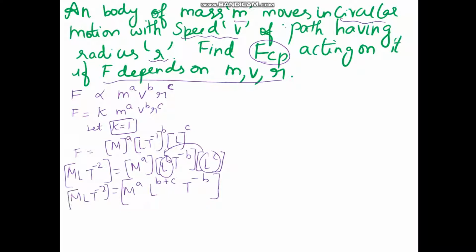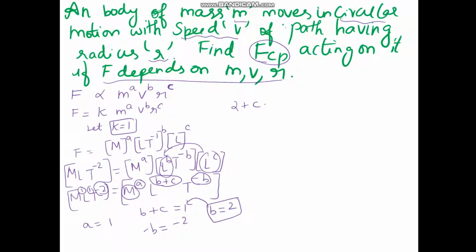Now let us equate the powers. Mass power is a, here the mass power is 1, so a is equal to 1. Here length power is b plus c, here L's power is 1, so b plus c is equal to 1. Here time power is minus 2, here time power is minus b, so minus b is equal to minus 2, which is nothing but b is equal to 2. Substituting this here, 2 plus c is equal to 1, so c is equal to minus 1.